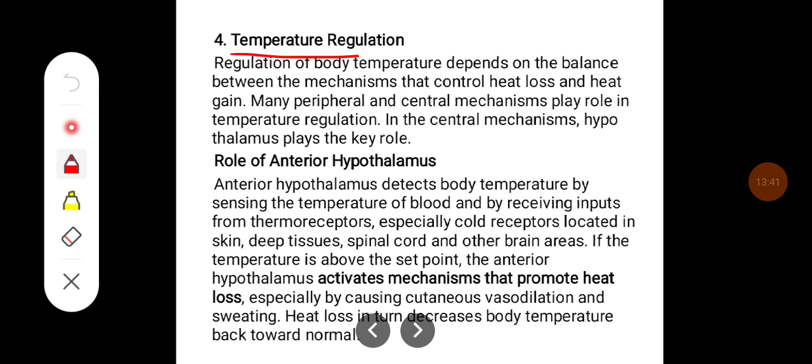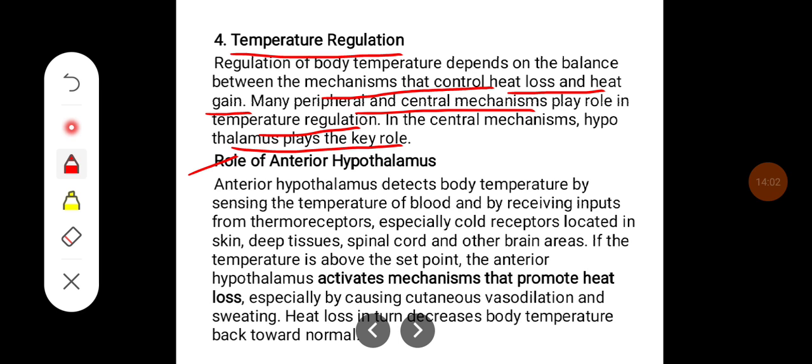Hypothalamus is involved in temperature regulation. Regulation of the body temperature depends on the balance between mechanisms that control heat loss and heat gain. Many peripheral and central mechanisms play a role in temperature regulation. In the central mechanism, hypothalamus plays a key role.